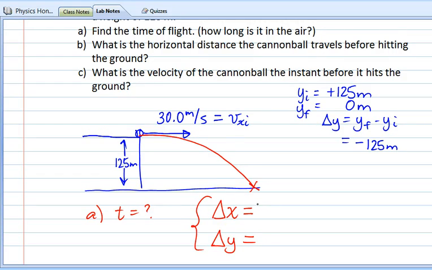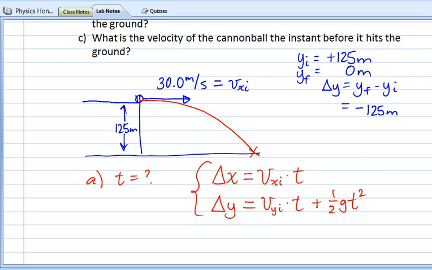So delta x, remember, is vx initial times t, and delta y is vy initial times t plus 1/2 gt squared. And if these look completely unfamiliar, you should go review the previous video on projectiles. Okay, now one other known that we have here is we actually know what vy initial is. Because it's launched horizontally, vy initial is 0. So that's nice because that automatically gets rid of this term.